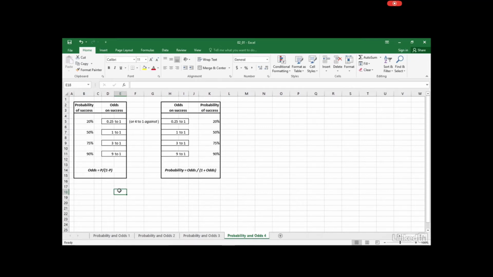You can go the other way as well and change the odds to probability. Let's take 3 to 1, for example, on row 9. Our odds are 3 to 1, so we take 3 divided by 1 plus the odds, or 4. 1 plus 3 is 4, and 3 divided by 4 is 75% probability of success. We'll take a closer look at probability and odds in the next lesson.